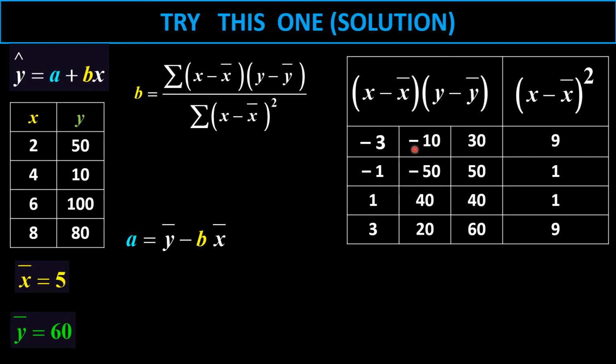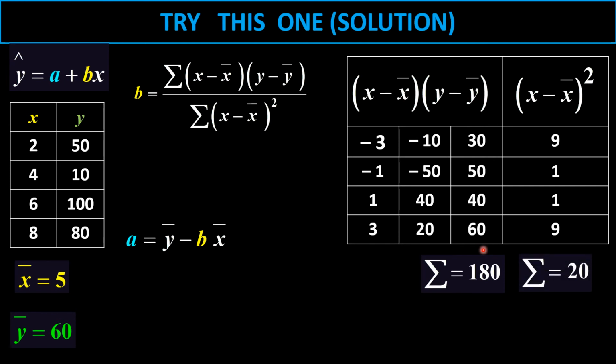Then we have to find the product. That's 30. See, it's easy numbers. I didn't take any decimals there for you just to understand your formula. And square that. You don't need a calculator. That's 9, 1 and 1 and 9. And now we just need to find the sum of the product. And the sum of the product there is 180. And we need to find the sum of the squares. You can even see there it's exactly 20.